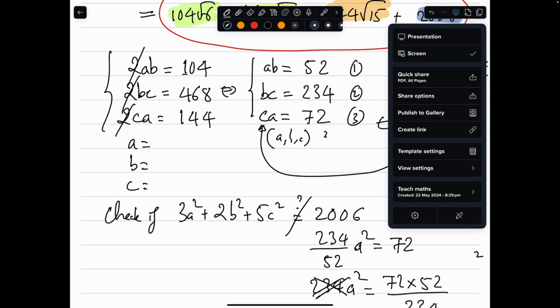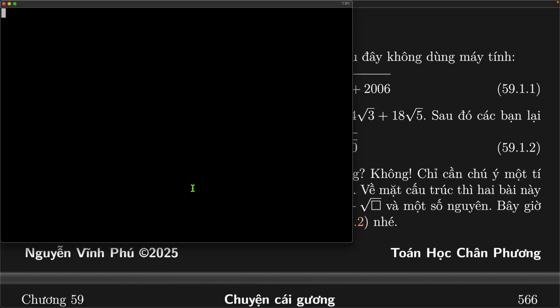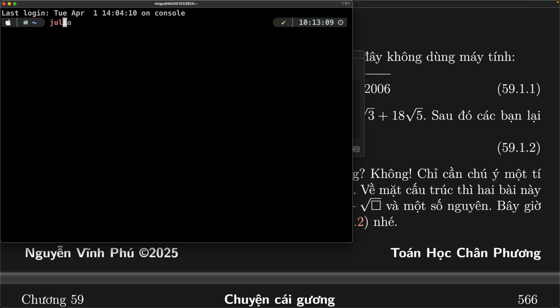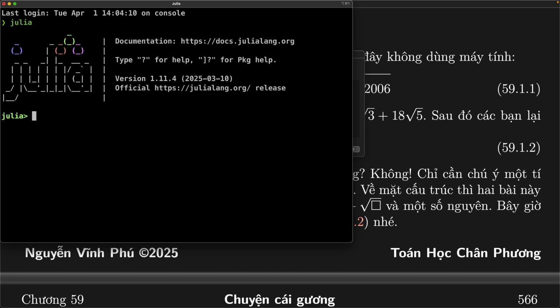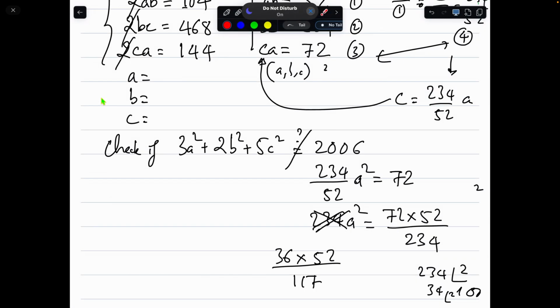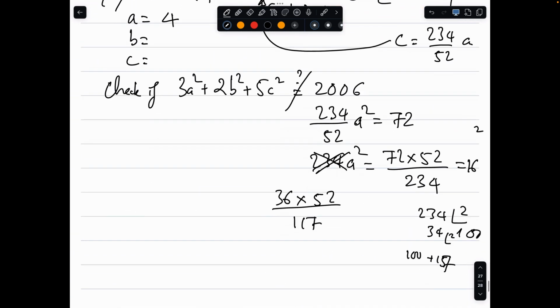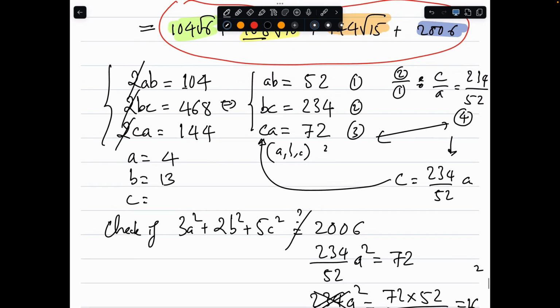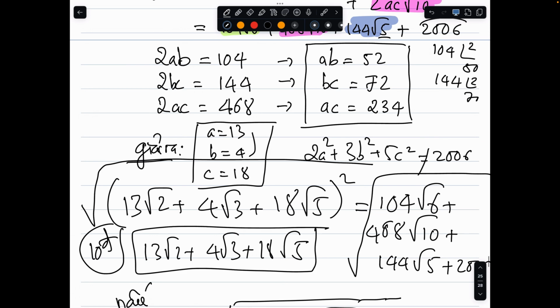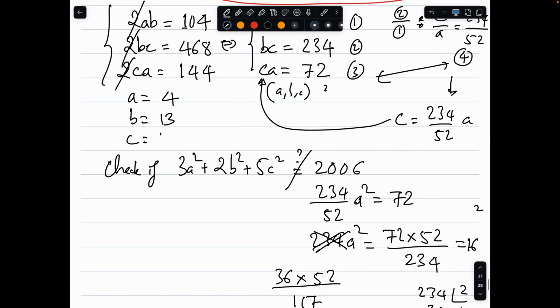Actually, I can stop mirroring and do everything here. I use Euler, and let's see, what is this? Oh, it's just 16. Okay, sorry about that. Now everything is easy. This is just 16, so it means that a is 4. And then b is 13, and c is 18.